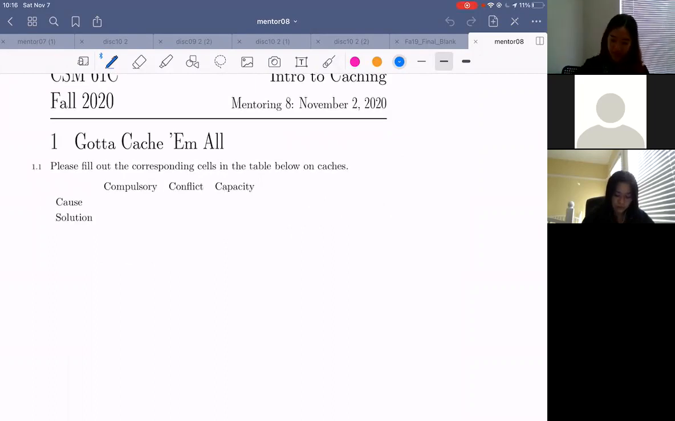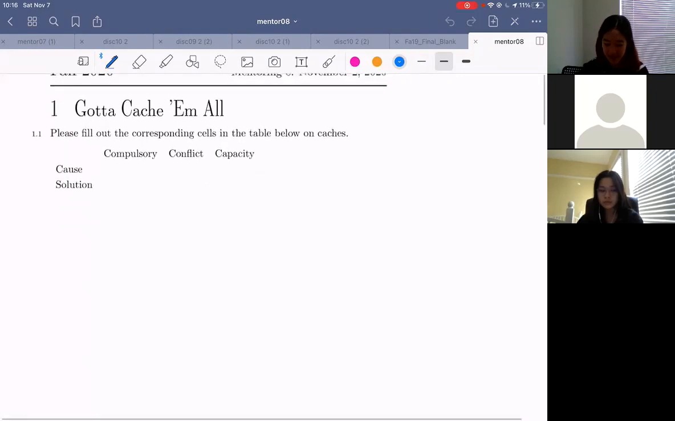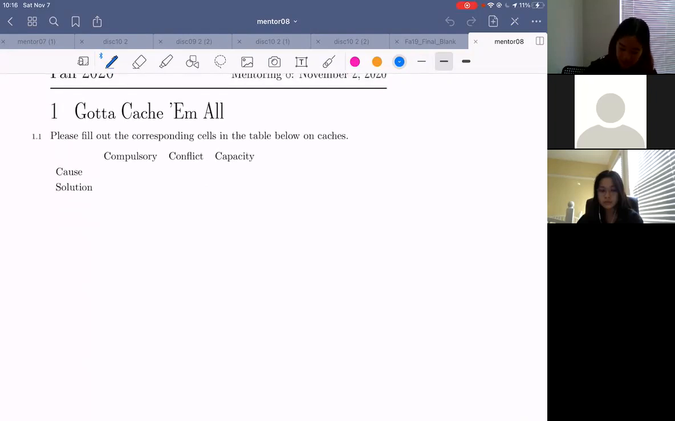So for the very first one, what we have is our compulsory miss. That in particular is basically unavoidable in most circumstances, in non-ideal circumstances. The idea is that the first time we're accessing a particular block, regardless of what the state of the cache is, it will basically happen regardless. So this is going to happen.